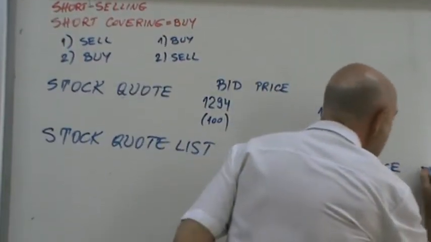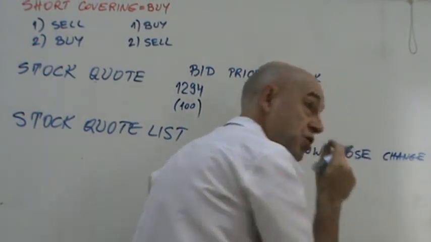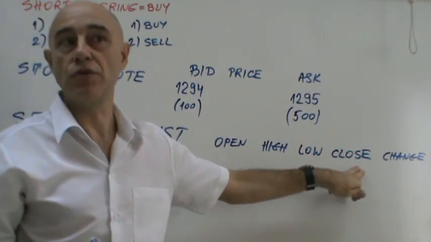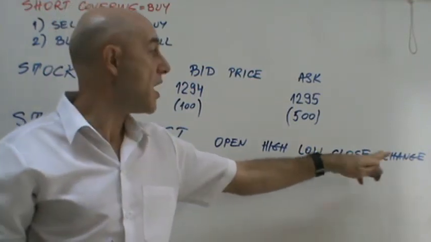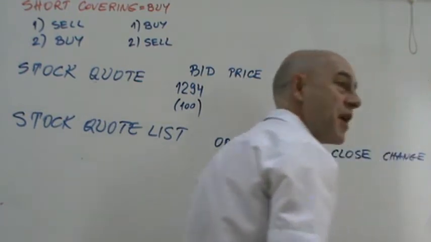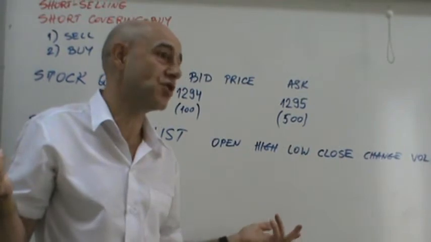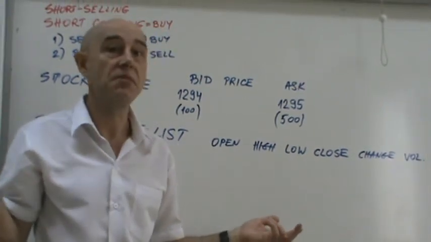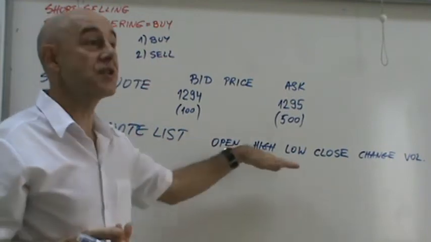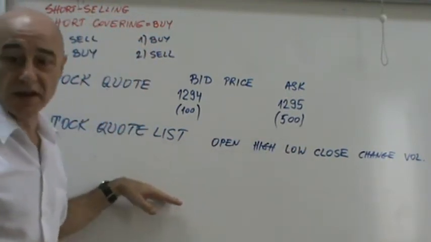What's the change? What's the change from yesterday's close? And finally, the volume. How many shares? Maybe 1 million shares of Apple, maybe 30 million shares of Apple, maybe 50 million shares of Apple. Okay? So basically this is a stock quote list. And underneath it's going to be the next stock, and the next stock, and the next stock.